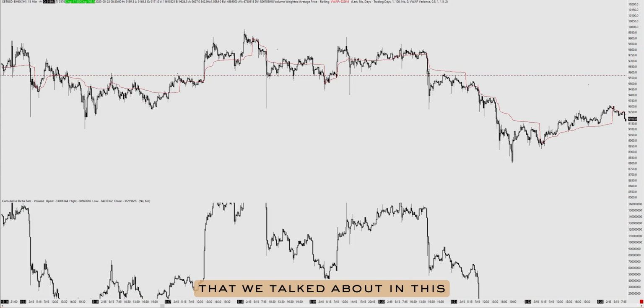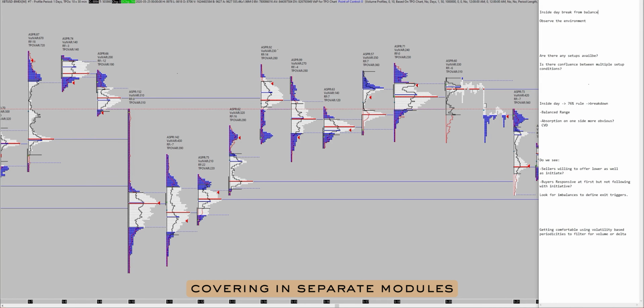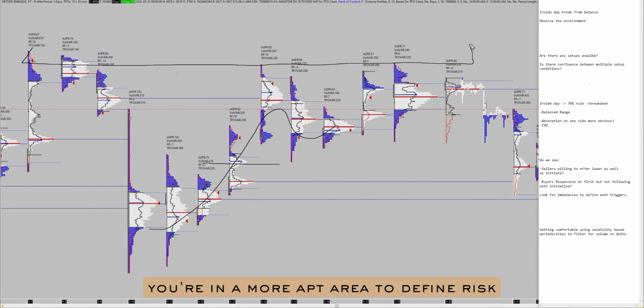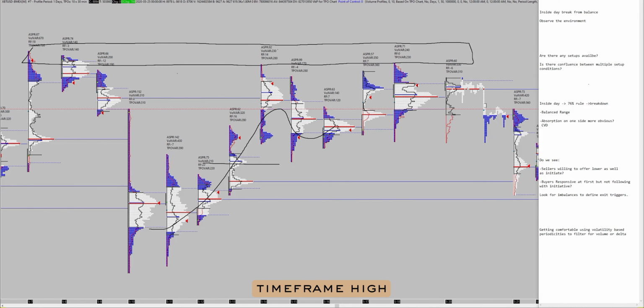There's a few things that we talked about in this that we're going to be covering in separate modules, but what we're doing is identifying what available setups we have, trying to take the best risk reward setup. So if you took this trade down here, you were more towards the middle of this range, but you could have said, reasonably, that was the pullback after this trending period. But still, as you get closer to this previous high, you're in a more apt area to define risk, because this is the higher time frame high.